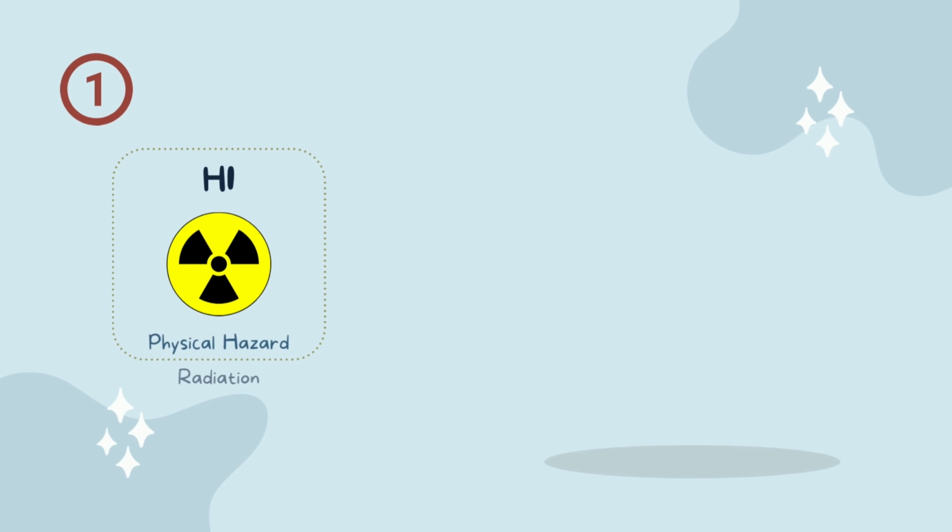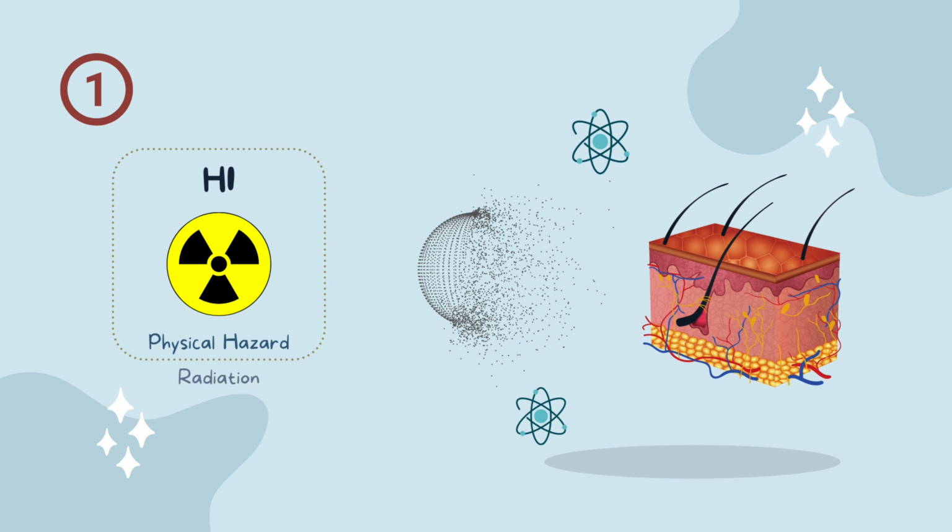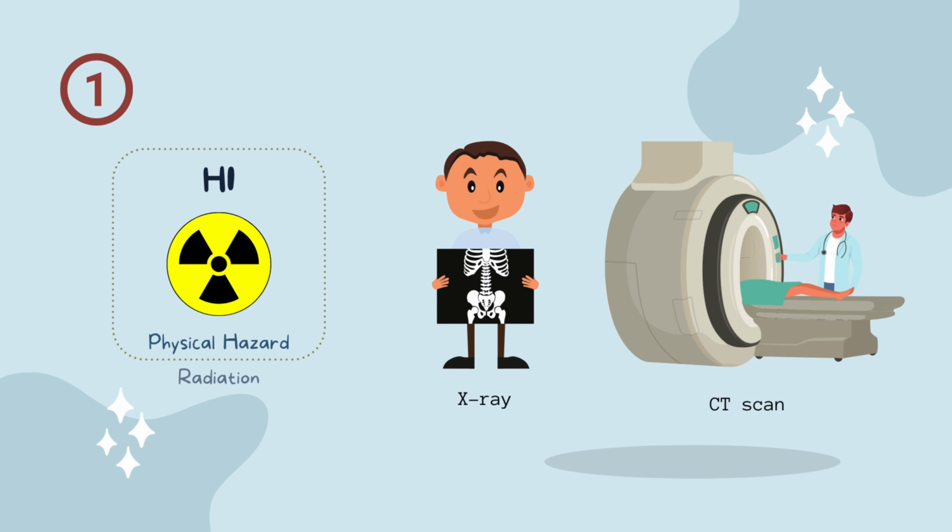Firstly, there is the potential for physical hazard caused by radiation. Radiation is an emission of high-energy particles that penetrate tissue, causing ionization. Regularly being exposed can put you in literal danger. Sources of radiation can come from X-ray, CT scan, and also nuclear imaging.